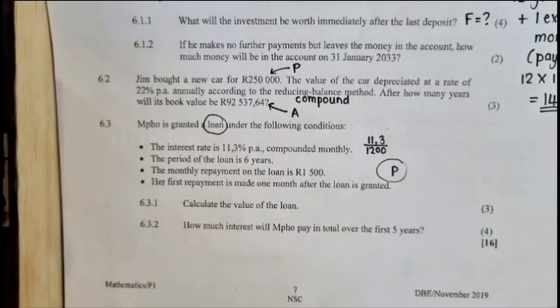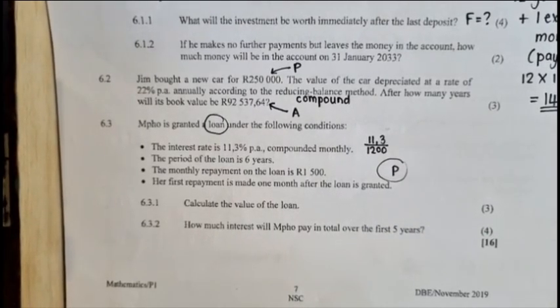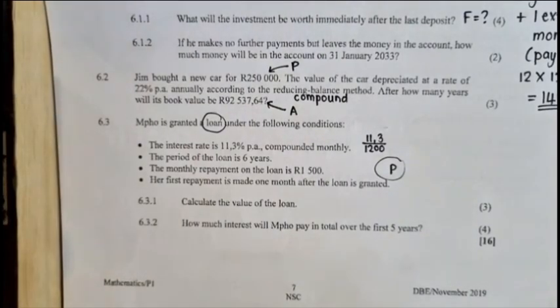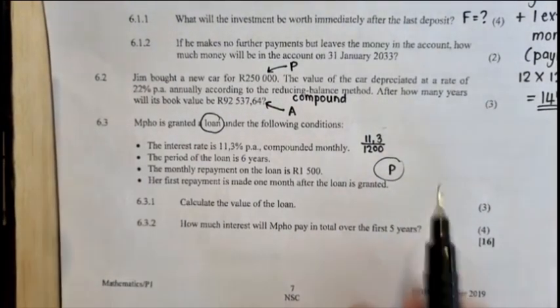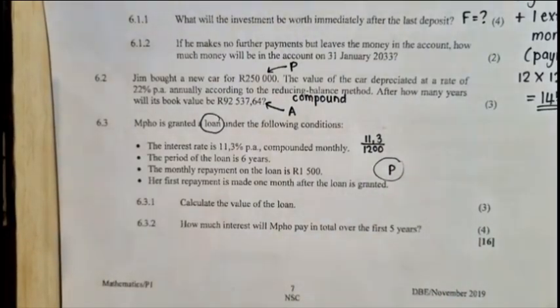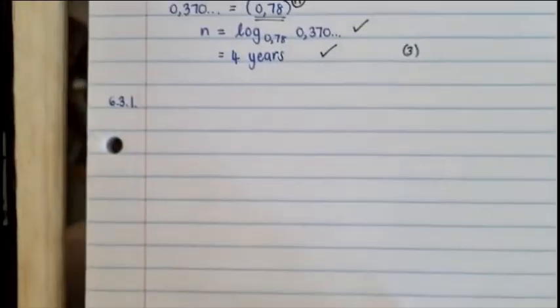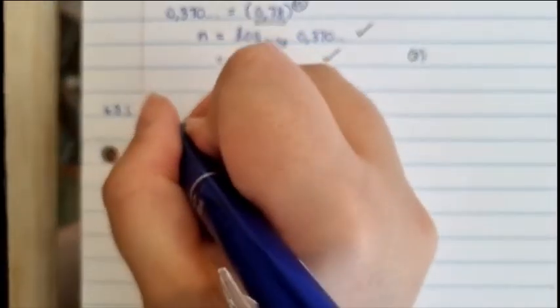6.3.1, calculate the value of the loan. All right, they didn't actually tell us how much money Mpho is loaning. All right, so we need to calculate what the value of the loan is. We need to find the P value, essentially. Okay, so that's quite straightforward. We're just going to use the present value formula. So 6.3.1, I'm just going to write the formula down.